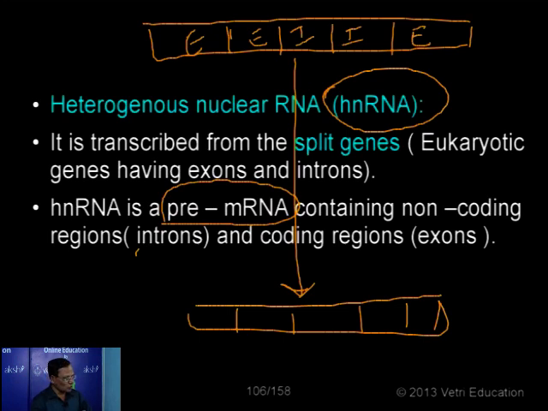During processing, the unwanted segments are removed, and just the segments having the sequences for coding are joined together. Before that process, it's called pre-mRNA. After that process, it's called matured RNA. After processing has been completed, once the unwanted segments have been removed and the wanted segments united, the resultant RNA is called a matured RNA or mRNA. And before maturation, before processing, the same RNA is named heterogeneous nuclear RNA.